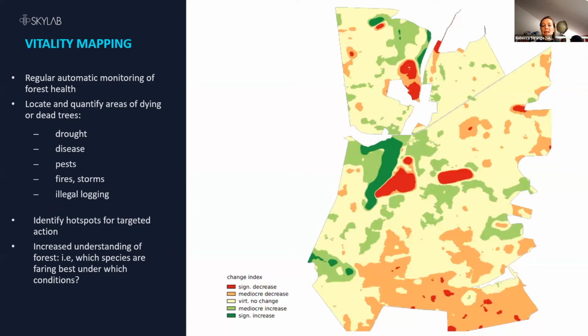Vitality mapping is probably the most popular use for this. So this is about regular automatic monitoring of forest health and locating and quantifying areas of damage by drought, disease, pests, etc. And this is obviously done on a broader scale, but it helps you really to identify hotspots for taking then more targeted action. And over time, it gives you a better understanding of your forests. So particularly now we've got problems with climate change, you know, which species are faring better in which areas under which conditions over time.